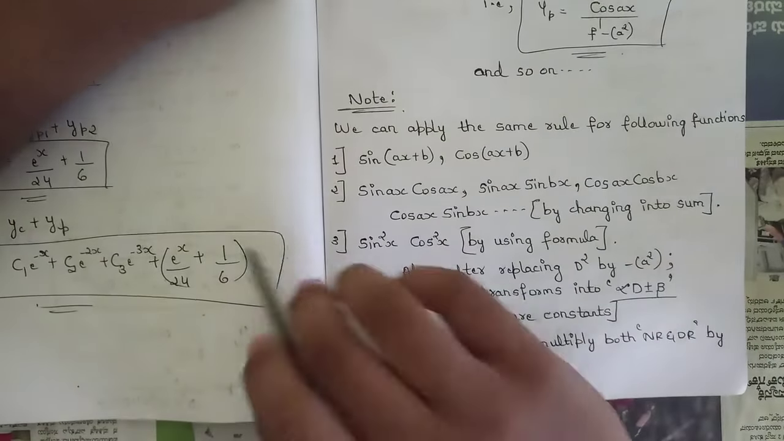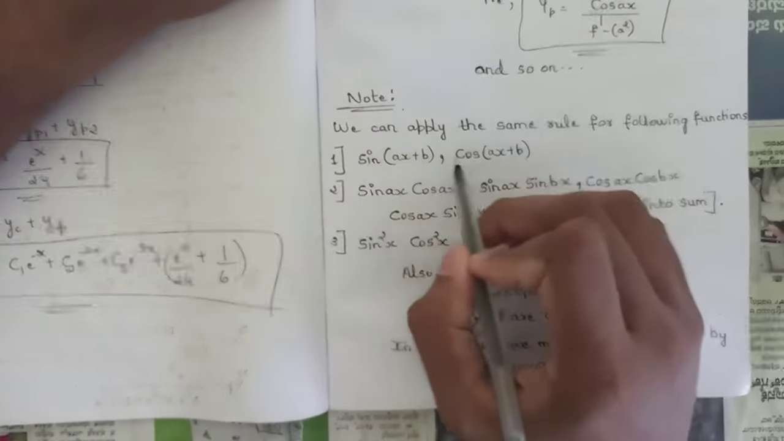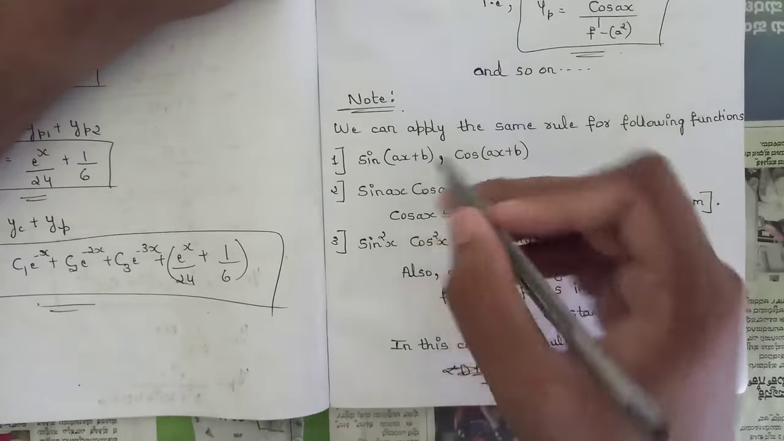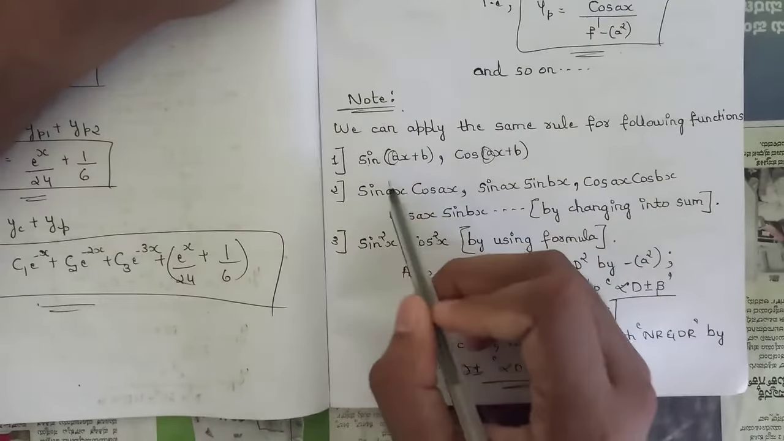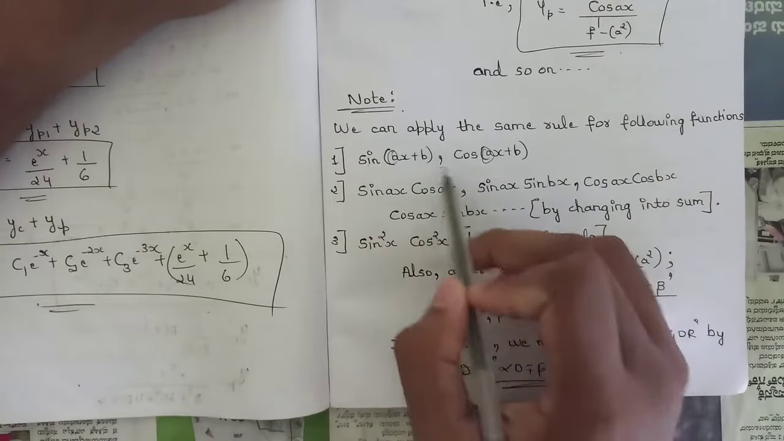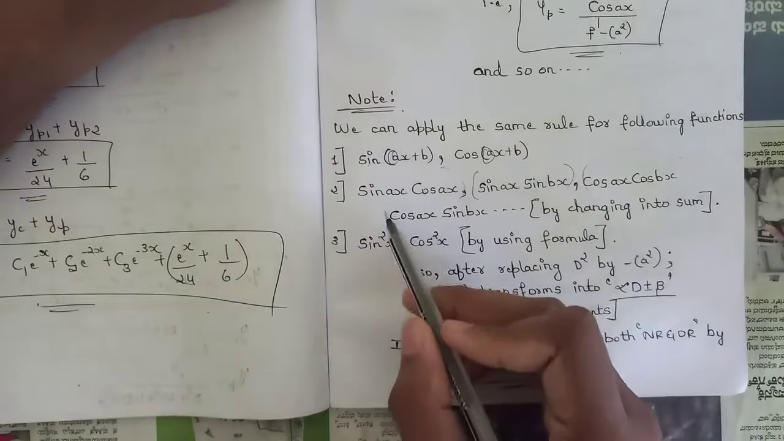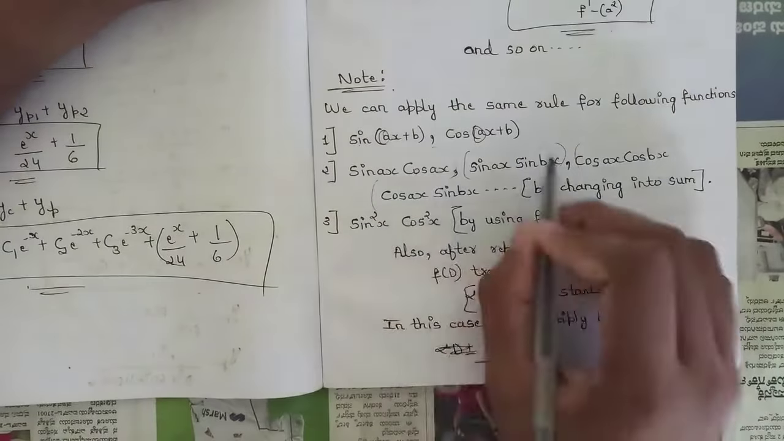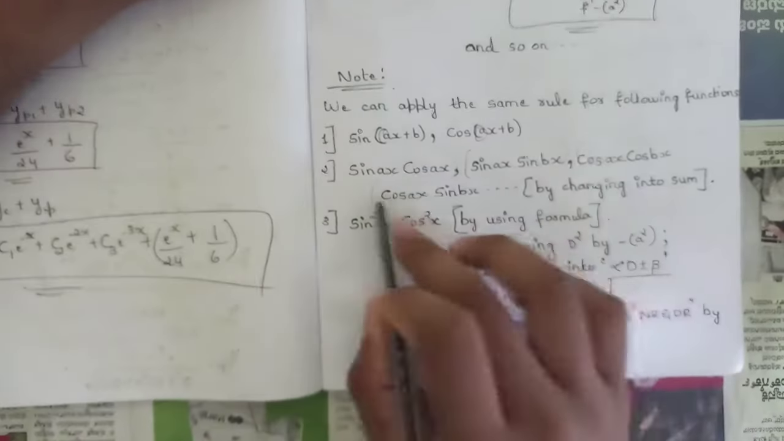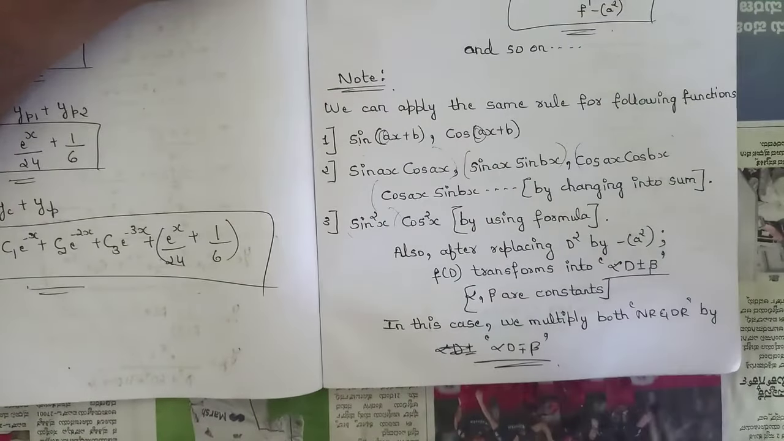Here we also have some notes. We can apply the same rule for sin of ax plus b or cos of ax plus b, where we consider only the value of a, not b. We can also handle the case when r of x is of the form sin ax into cos bx, sin ax into sin bx, cos ax into cos bx, cos ax into sin bx, by changing the product into a sum. We can use the standard identities for these kinds of functions, and also for sin square x and cos square x.